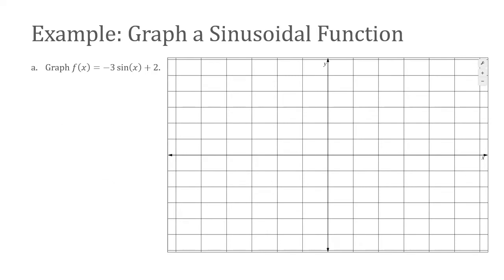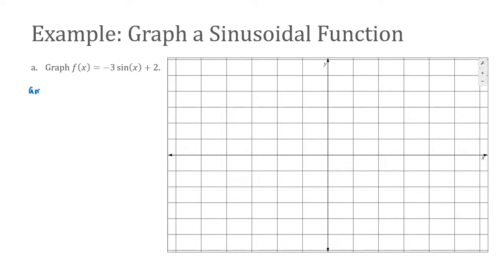f of x equals -3 times the sine of the quantity x plus 2. So in order to graph this, we're going to use our how-to list and identify some things, and then we'll walk through how we actually put this all together to form the graph. Number 1 is to identify the amplitude and whether or not there's a horizontal reflection.